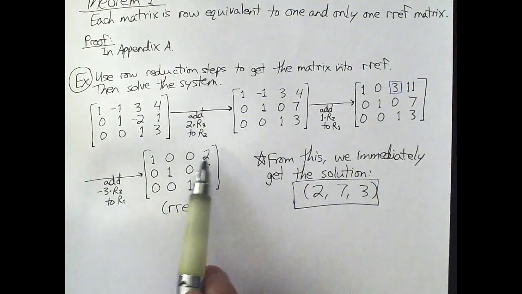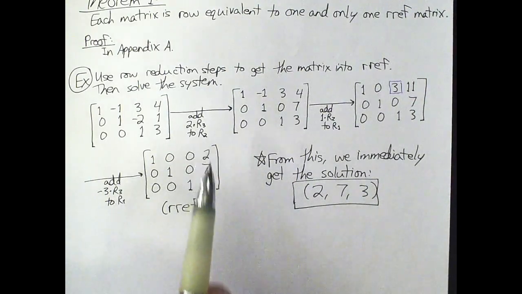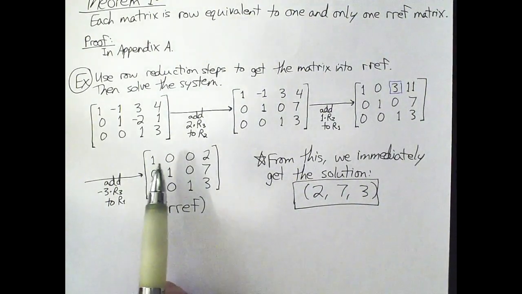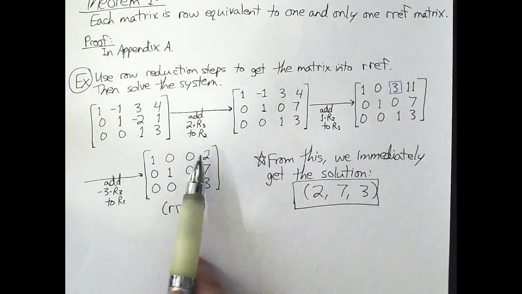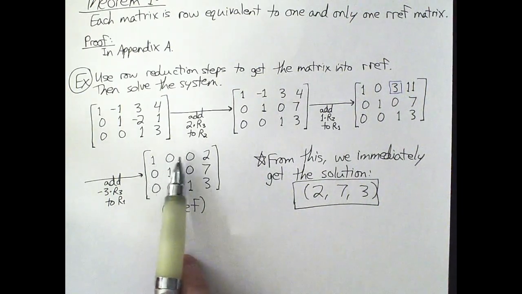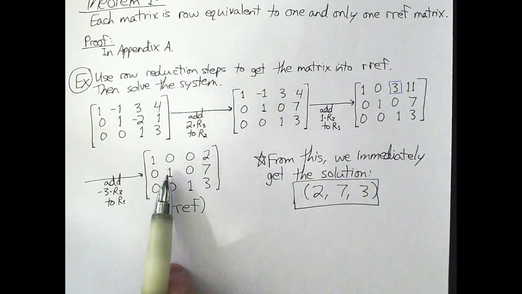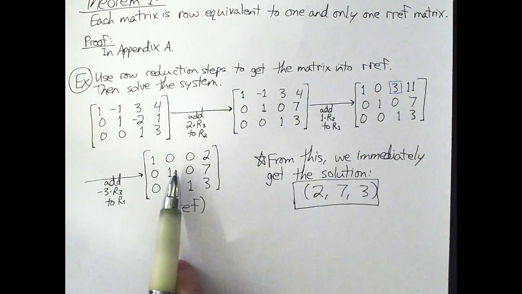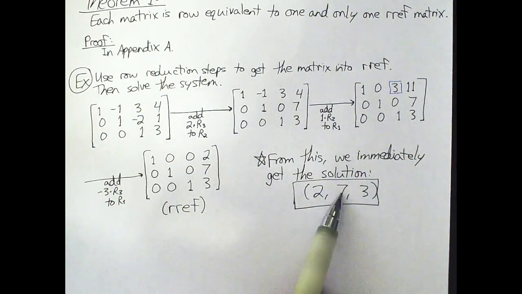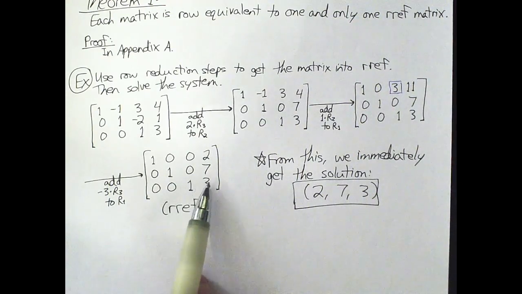By the way, reading that last column out to get the solution, it's not just some weird trick where the last column equals the solution. It makes sense if you think about what each row represents. The first row represents the equation 1x1 equals 2. The second row represents the equation 1x2 equals 7. So x2 equals 7. And the last one represents 1x3 equals 3. So x3 is 3.